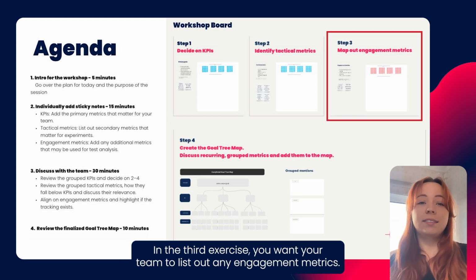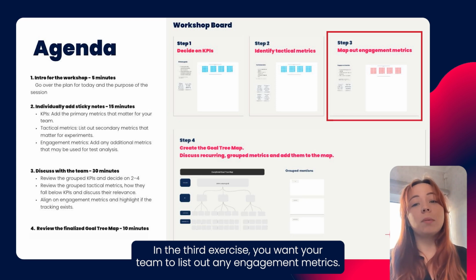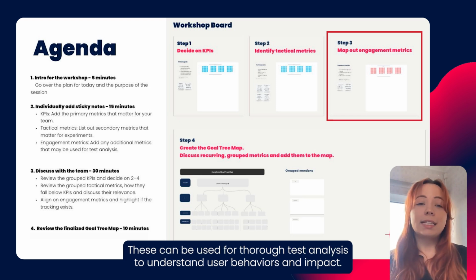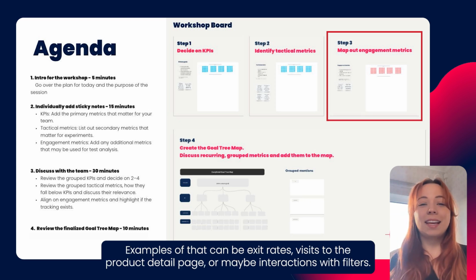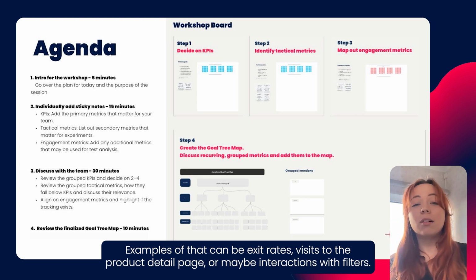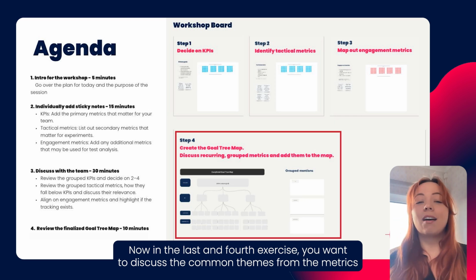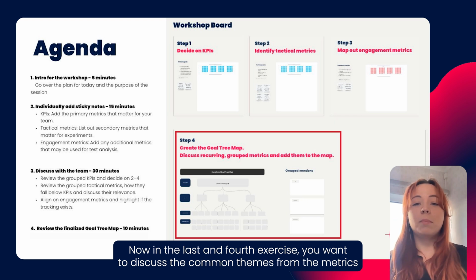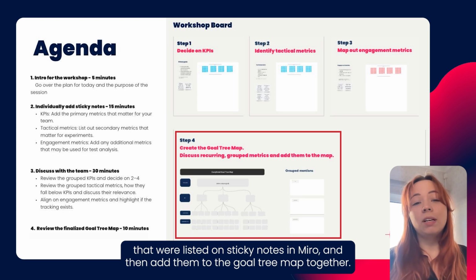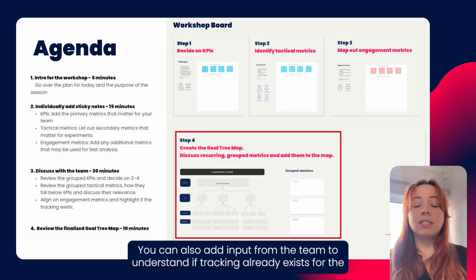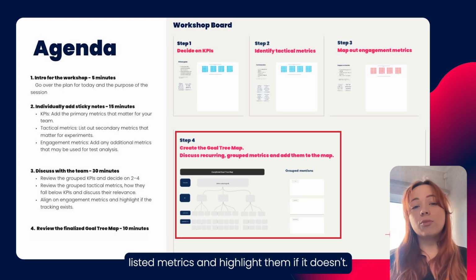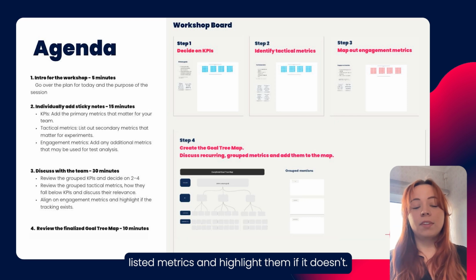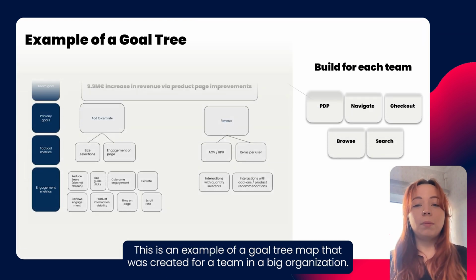In the third exercise, you want your team to list out any engagement metrics. These can be used for thorough test analysis to understand user behaviors and impact. Examples of that can be exit rate, visits to the product detail page, or maybe interactions with filters. Now, in the last and fourth exercise, you want to discuss the common themes from the metrics that were listed on sticky notes in Miro, and then add them to the goal tree map together. You can also add input from the team to understand if tracking already exists for the listed metrics and highlight them if it doesn't.